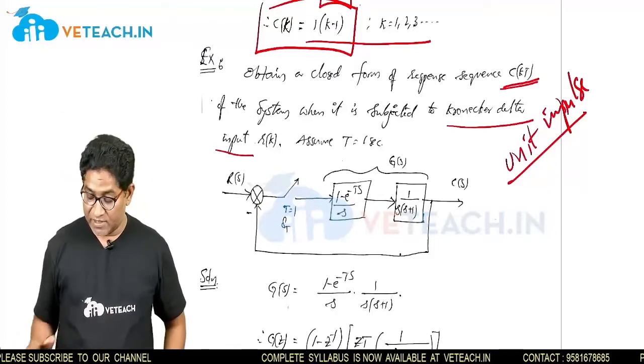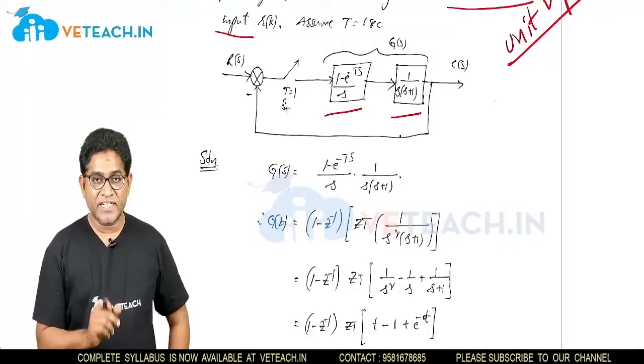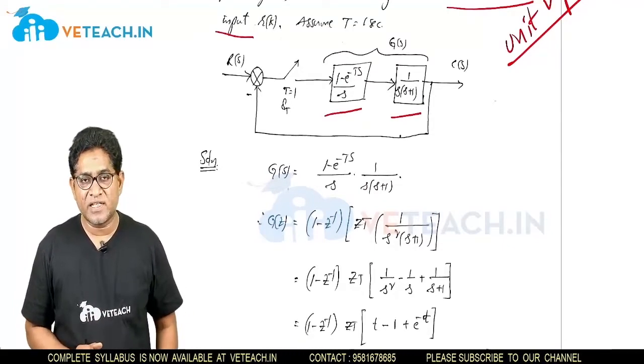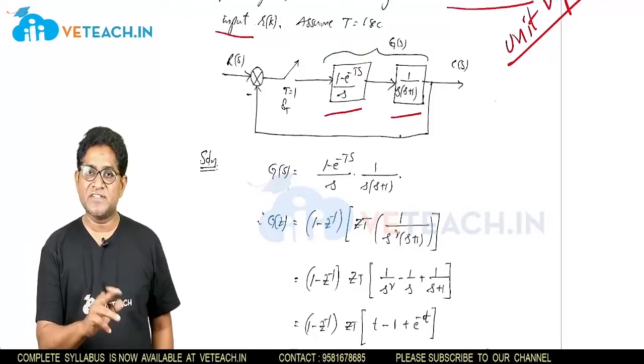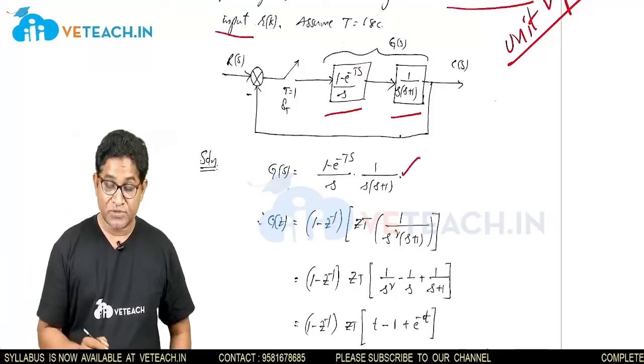See, this is the block diagram. So here also there are two blocks in the forward path, so cascaded blocks. Whenever cascaded elements are there, what you have to do? We have to multiply the gains of those two. So multiply these two: (1 minus e power minus Ts)/s into 1/(s(s+1)).